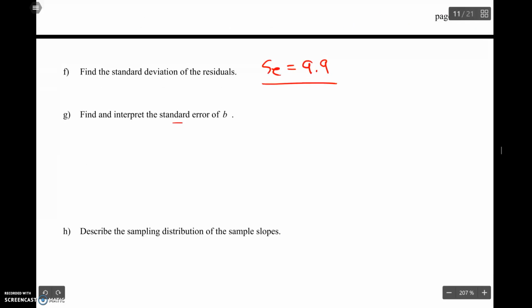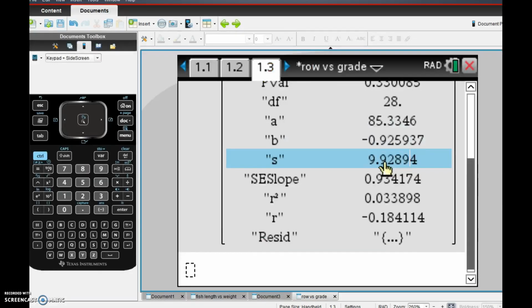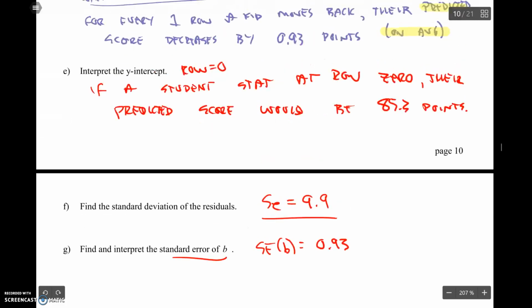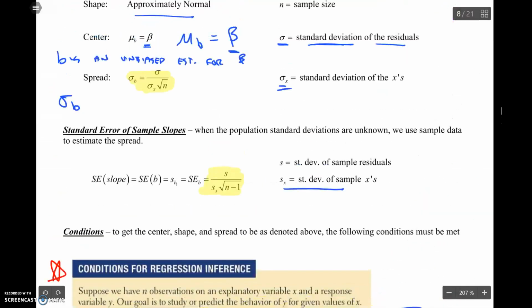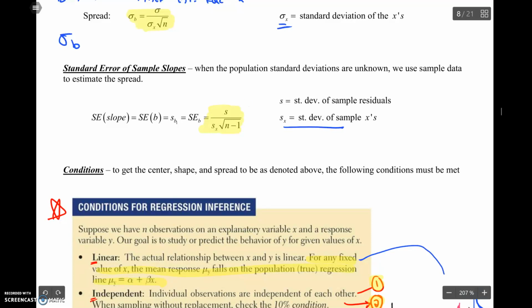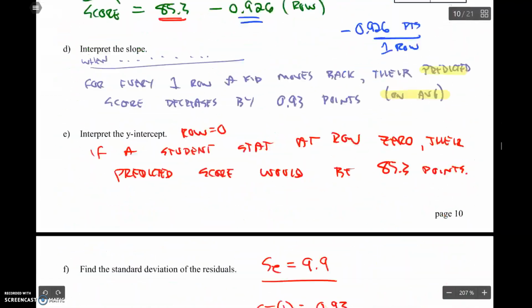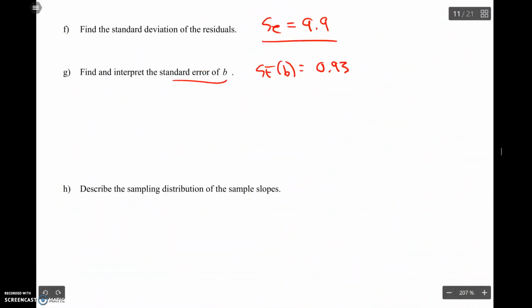Find and interpret the standard error of B. So whenever we ran this right here, we also see the standard error of the slope. So that's a new value for us, 0.93. So the standard error of your sample slope is 0.93. By the way, just to cycle back on one of those formulas we didn't need to use, they calculate it using this formula right here. Okay? So we don't have to know how to calculate it. We're just going to get it from computer output. And we need to know how to interpret it.